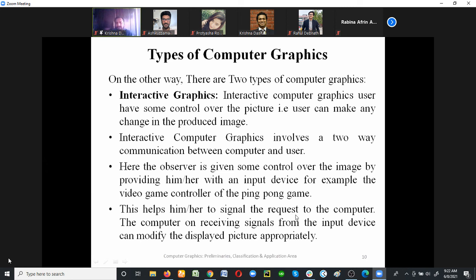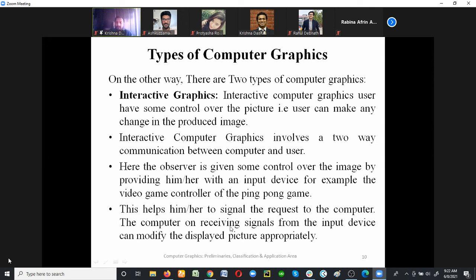So that is sending a signal, a request, to the computer. Then the computer or processor receives that signal from the input device and can modify the displayed picture appropriately. If it cannot, then there's a problem.